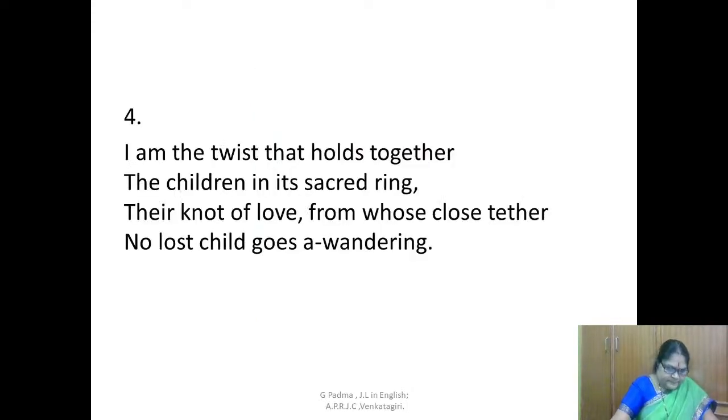Then, in this fourth stanza, we find the poet telling us about the important bond between the mother and the child. The bond means the great attachment that the child and the mother have. "I am the twist that holds together the children in its sacred ring, their knot of love from whose close tether no lost child goes a-wandering."